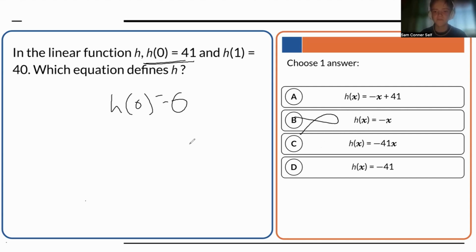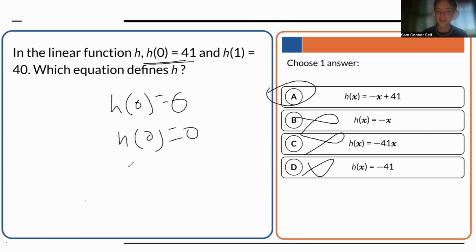If we go on to C, negative 41 times 0 would also get us 0, so we know it can't be C. And then it can't be D because we have to have a variable in the function for us to plug those values into. So we know it can't be D, which only leaves A.